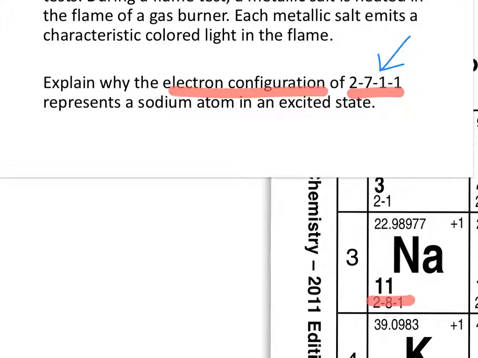You have to show that this is a higher energy state than the ground state is. So again, you're going to have to say the configuration represents a higher energy state than the sodium ground state. Or you can say that one of the electrons in the second shell has jumped to the fourth shell, or jumped to a higher energy shell.